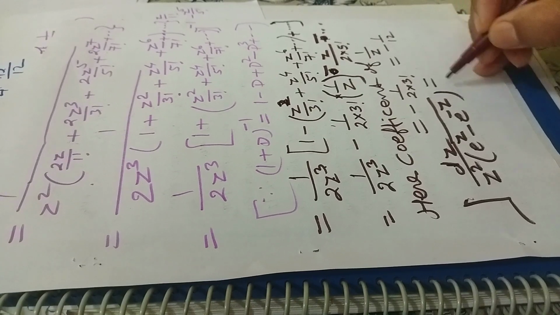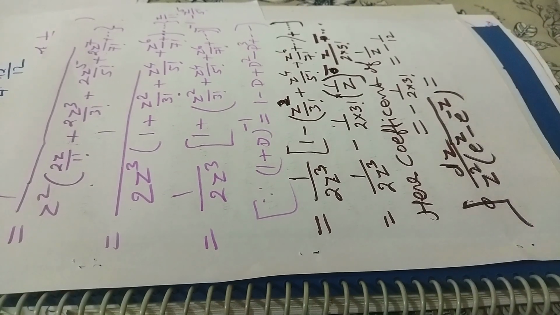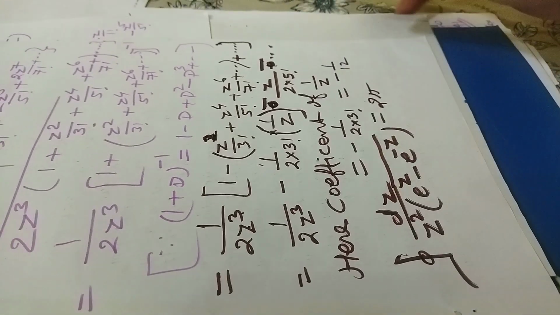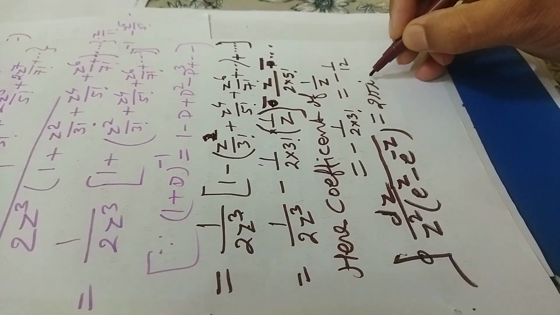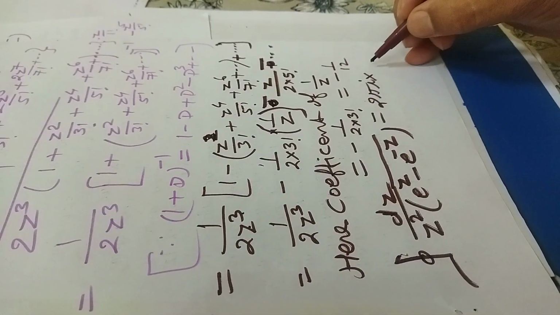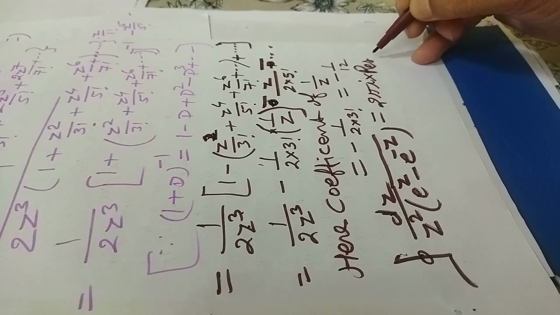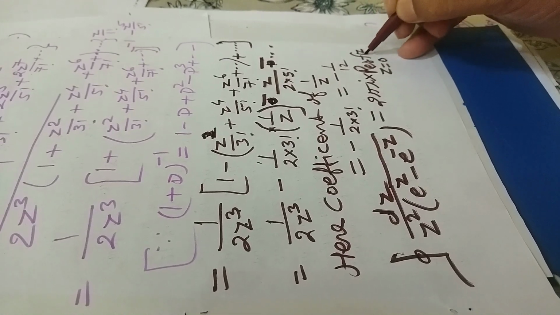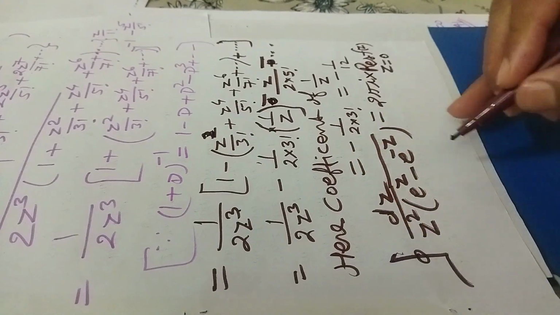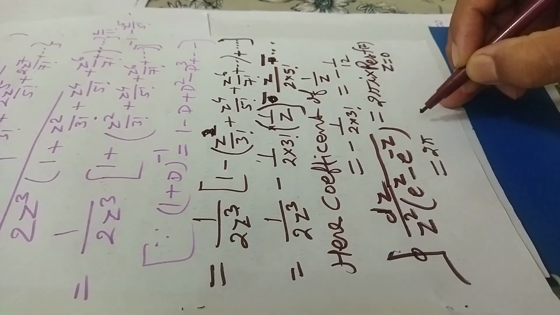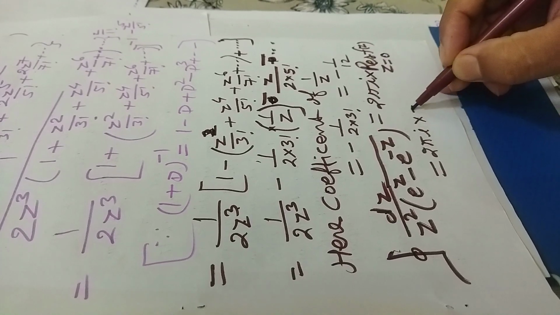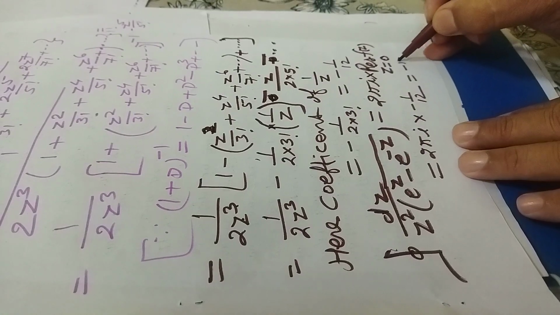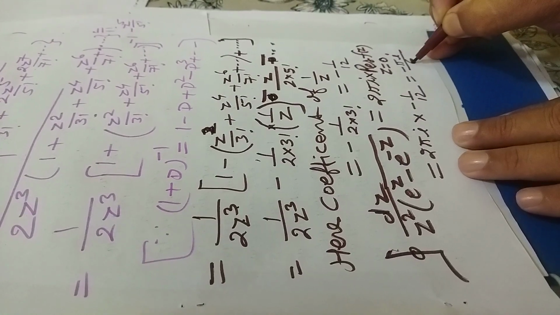By the residue theorem, this is 2 pi iota multiplied by the residue at z equals 0 of f of z. This is f of z, and this is equal to 2 pi iota multiplied by minus 1 upon 12. This becomes minus pi iota by 6.